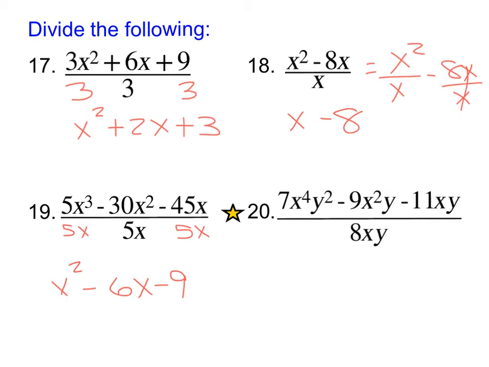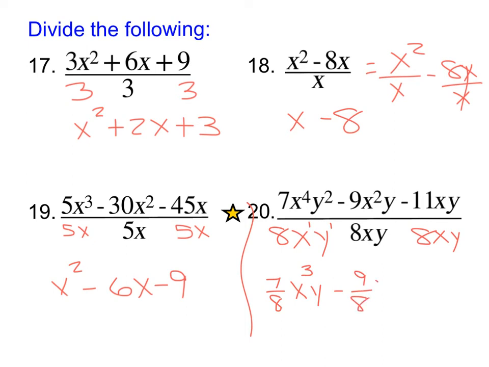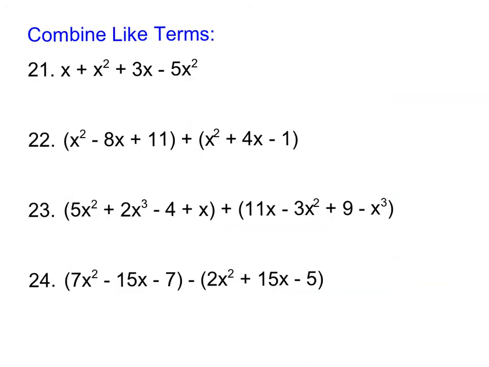All right, so now this one's the crazy one, but I have confidence in us, guys. So 8xy, 8xy. We're just going to have a bunch of fractions. It's okay. So we get 7 over 8. We're just going to leave that as a fraction. Remember, these are ones on the bottom. X to the third y minus 9 over 8. The x is x squared over x is x, and then the y's cancel out. Minus 11 over 8. And now in this one, both the x's cancel and the y's cancel. And that's it. All right, last slide.